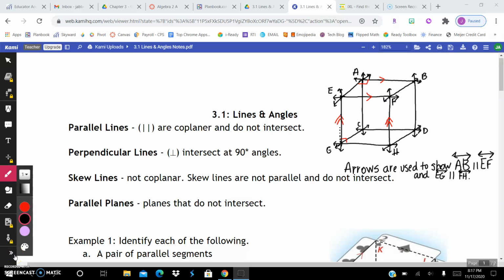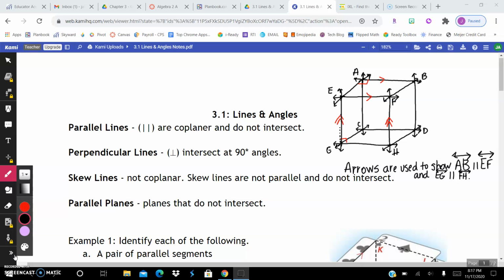For Chapter 3, we are going to start looking at lines and angles. And we have a few vocab words here. Parallel lines are coplanar, which means they're on the same plane, and they do not intersect.